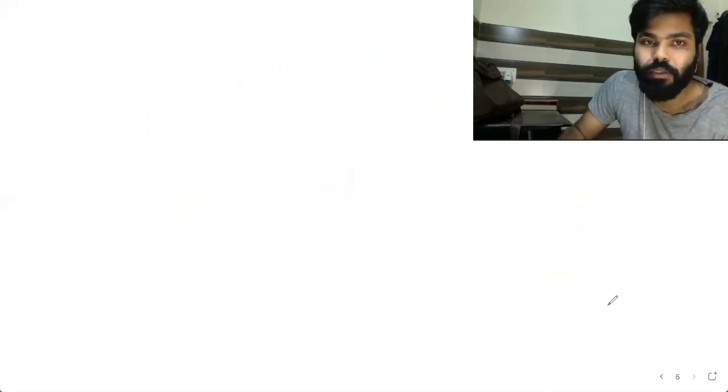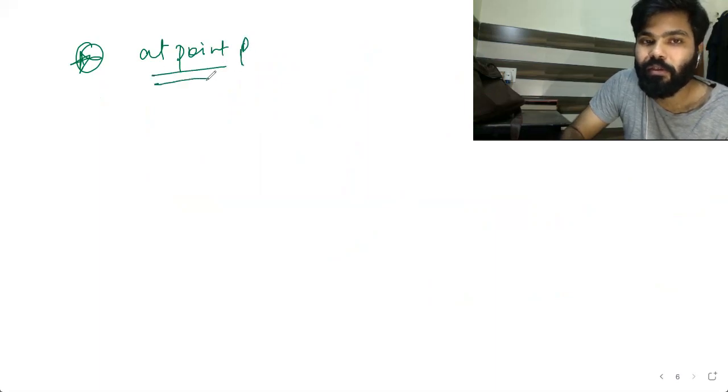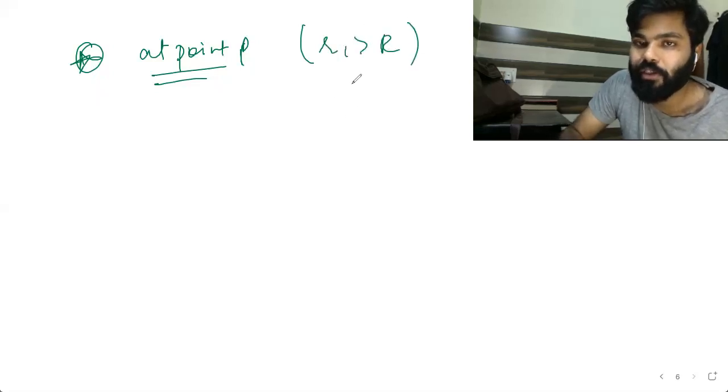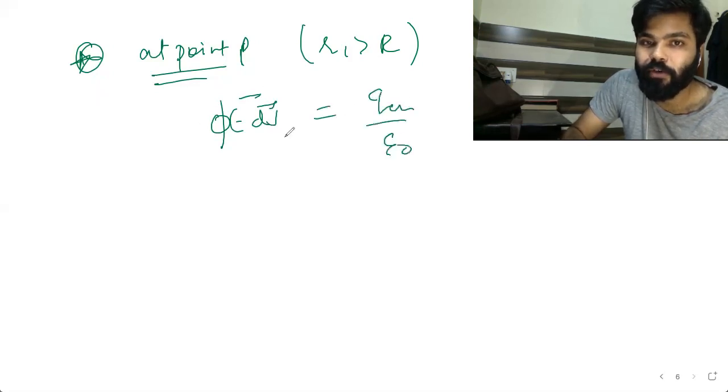Now let's begin. At point P, the Gaussian surface is a sphere, and the radius of that sphere is r1, which is greater than the radius of the solid sphere. So the first step is done. I am applying the second step, that is formulating the integral of E dot ds equal to q enclosed by it over epsilon naught.